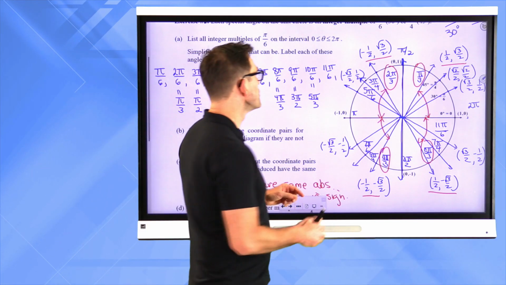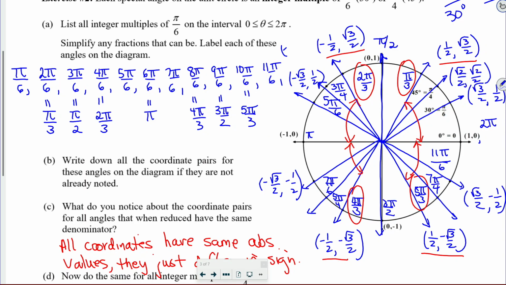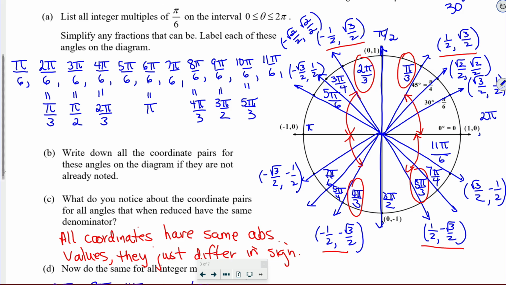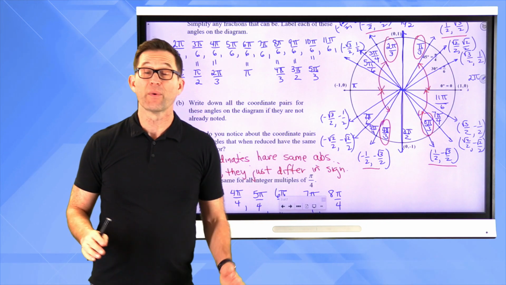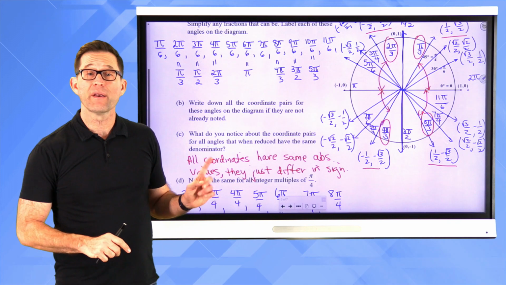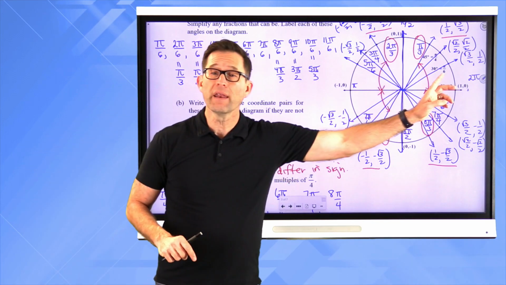All right, so up here, just kind of squeezing it in, we'll have negative square root of 2 over 2, comma, positive square root of 2 over 2. Down here, we will have negative square root of 2 over 2, comma, negative square root of 2 over 2. And over here, we will have square root of 2 over 2 and negative square root of 2 over 2. Okay, there we go.